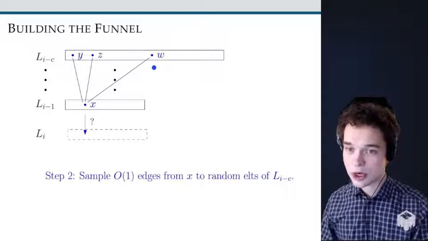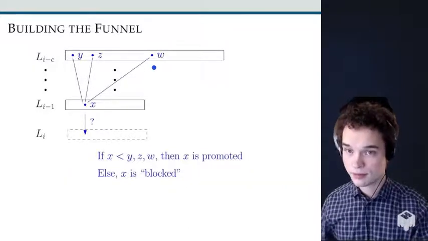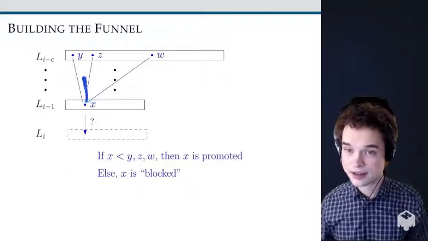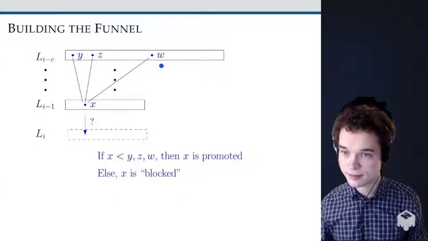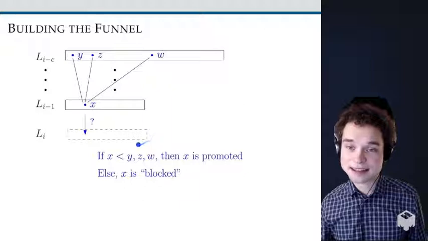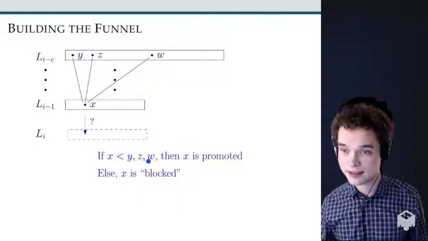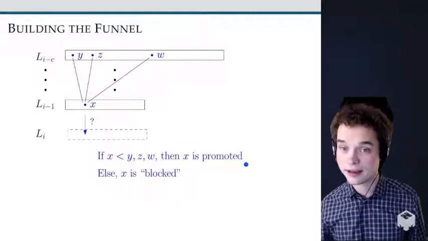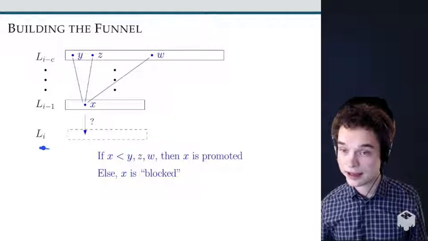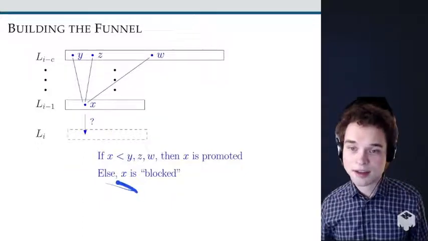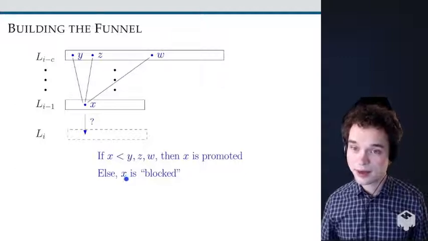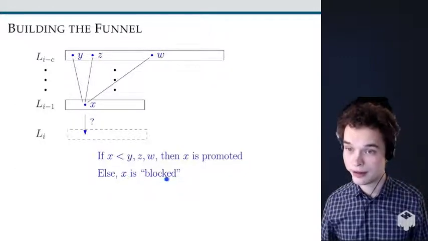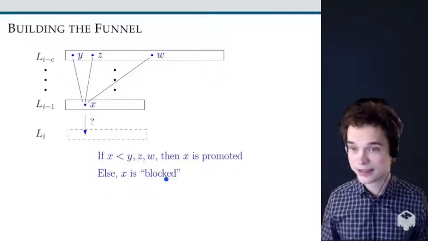And then finally, we query each of those edges. So we compare x to each of the vertices. Here we're calling them y, z, and w. And the rule is that if x is smaller than all of those vertices, then x is promoted to be in level L_i. On the other hand, if x is larger than at least one of those vertices, then we say x is blocked from being promoted, and it's blocked by whichever vertex is larger than it.